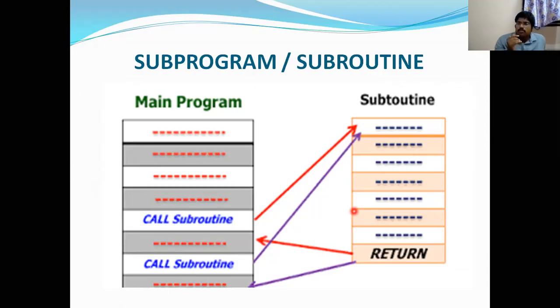Whenever it goes from the main program to the subroutine, it will store the address of the next instruction in a stack. For storing the address, we use the push operation, which means inserting data into the stack. Once it completes the execution of all these instructions, whenever the return instruction comes, it will go to the stack and pop the value that was stored. Then it goes to the next instruction and executes the program. This is the concept. I think you are all clear now.